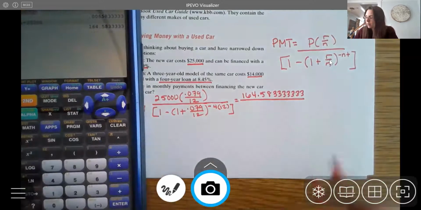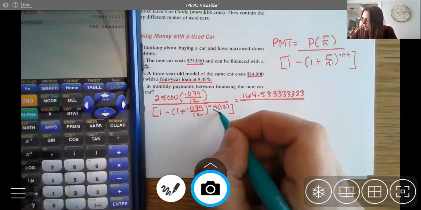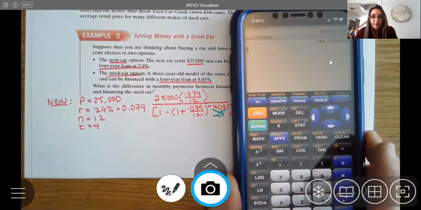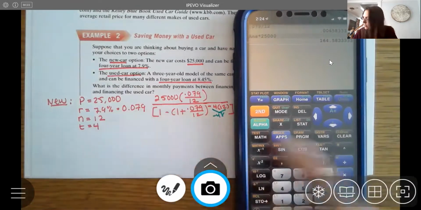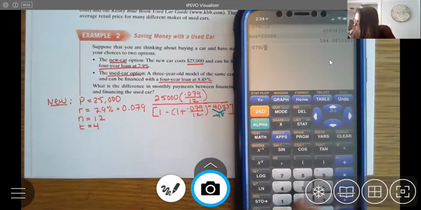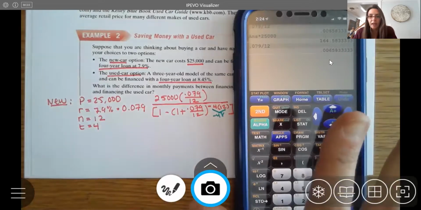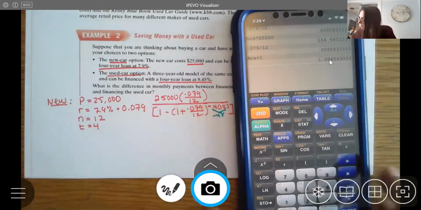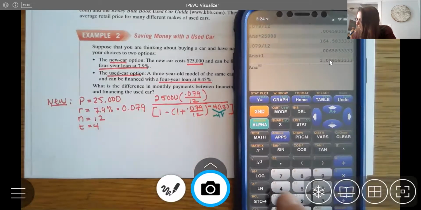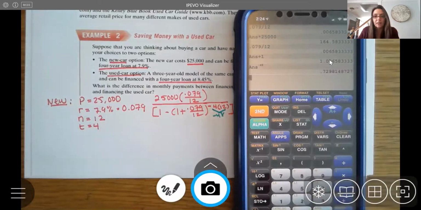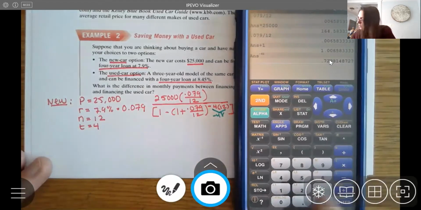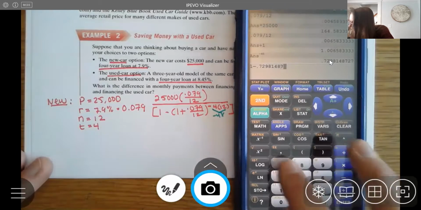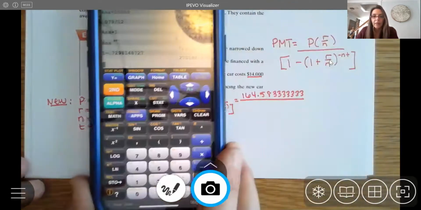And then in the denominator, one thing I want to note before I go any further is that 4 times 12 is 48. So this is going to be negative 48. So for my denominator here, again, I'm going to start with the parentheses. So 0.079 divided by 12. I'm going to just leave it in my calculator, press the +1. So now I've done this piece. Now I'm going to raise it, use my up arrow, to the negative 48th power. Okay, so I get this value here. And now I'm going to take 1 minus that. So I'm going to do 1 minus 0.7298148727. I'm using all those decimals, and that's my denominator.